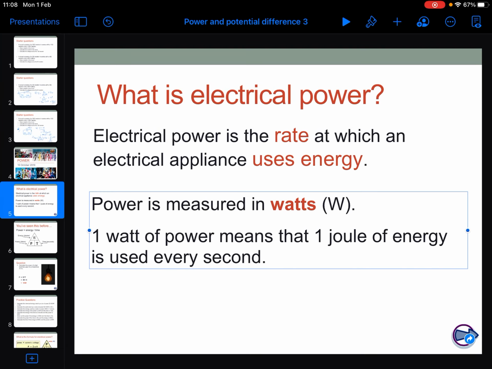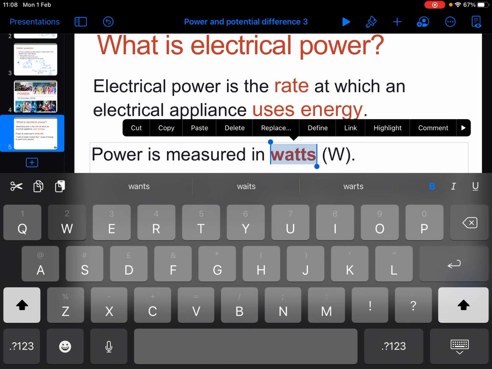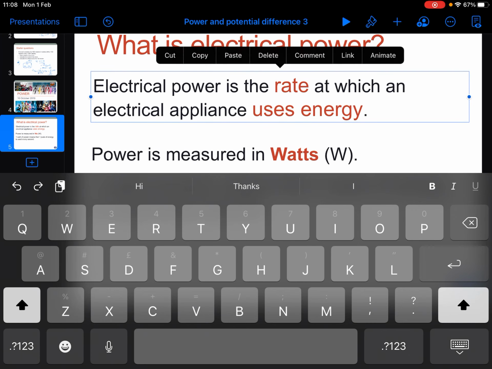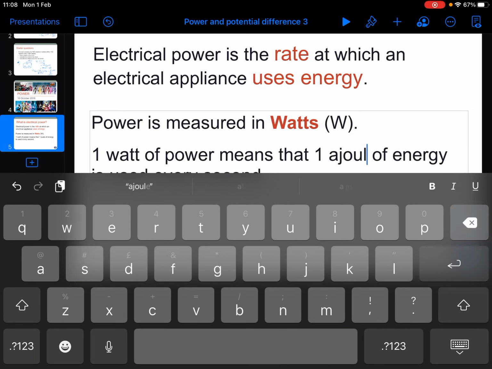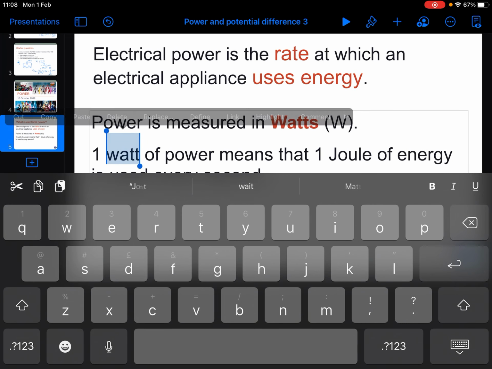Apologies, I've just realised that this is not capitalised and should be. Come on. Oh, now my iPad's frozen. There you go. Watts. And that should be joule capitalised as well. The reason we're capitalising them is that they are names.